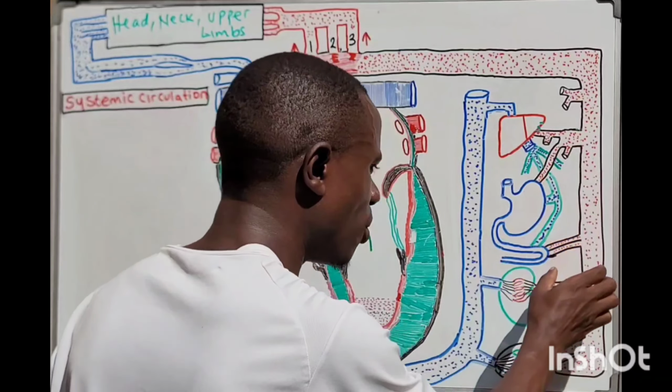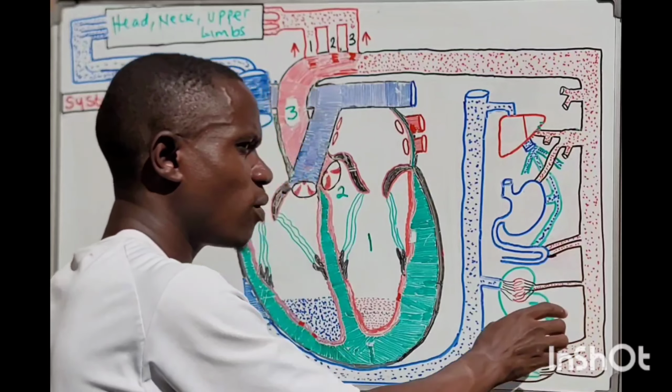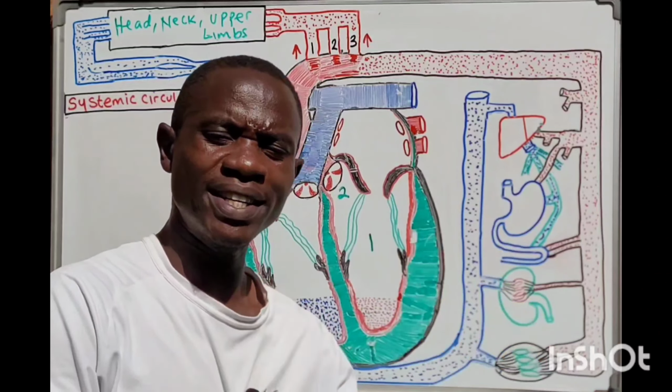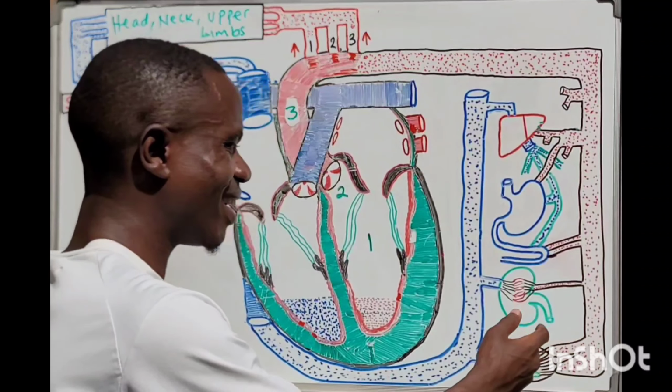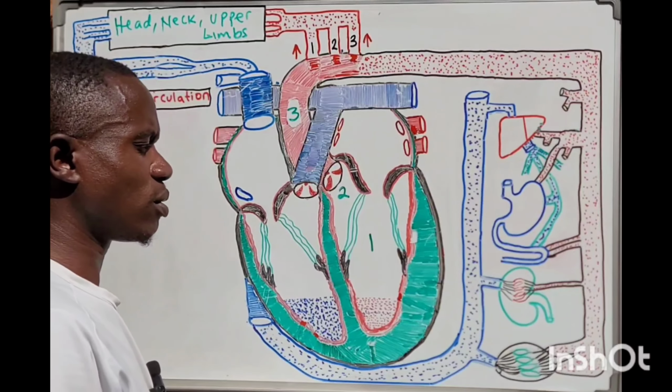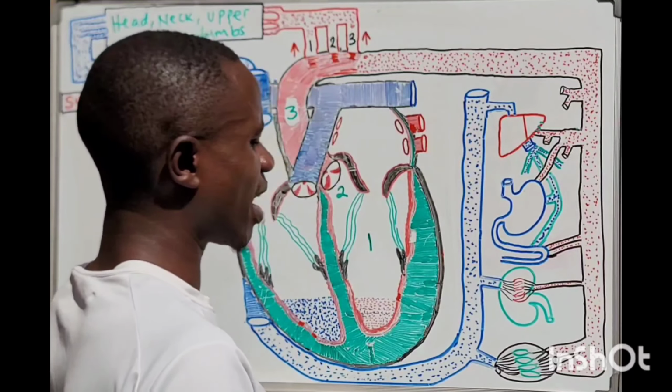So now, as the abdominal aorta moves down, we also have another branch which we call the renal artery. Okay, so we have the right and then the left renal artery. These arteries are going to be supplying the kidney with blood rich in oxygen and other nutrients.